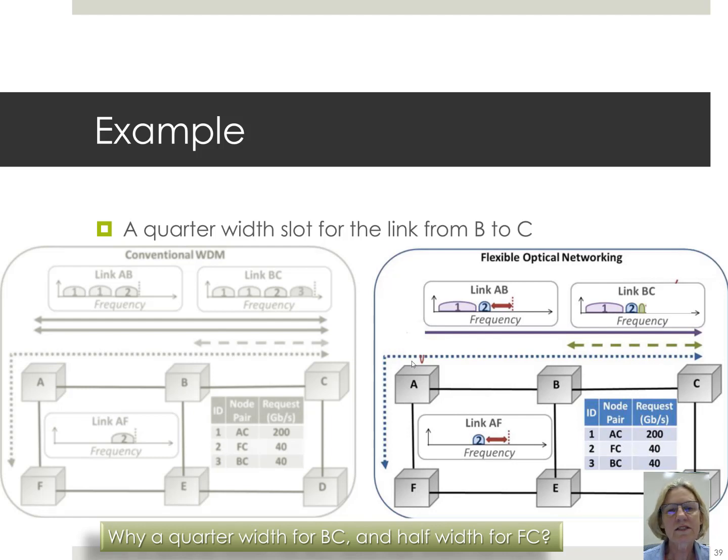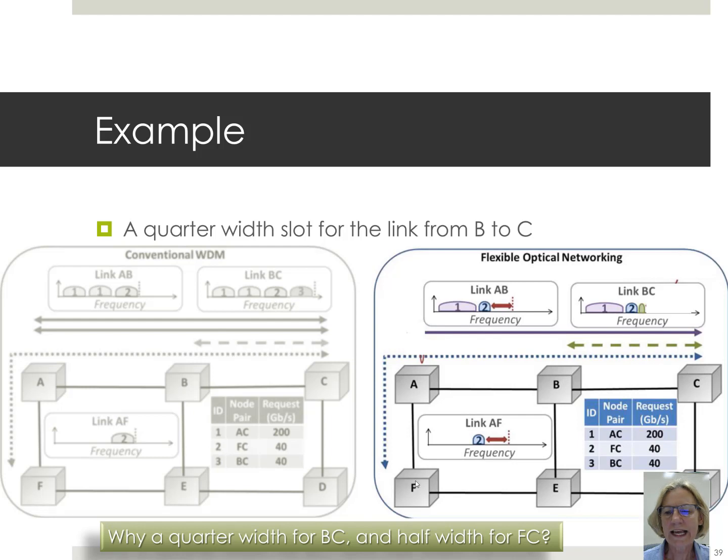And the reason is because the distances are different. When I have to go from F all the way to C, my signal is going to have to travel a longer distance than the signal from B to C. Longer distance means greater attenuation, the signal is weaker, and there is less signal to noise ratio.